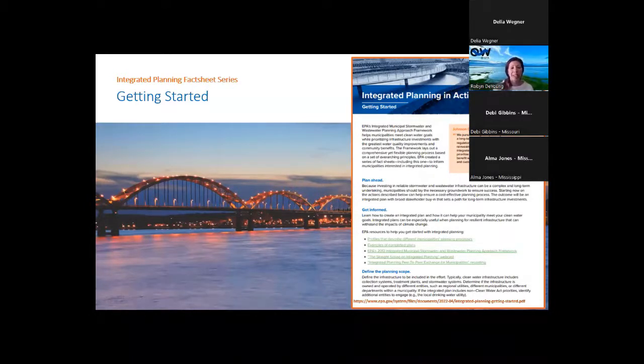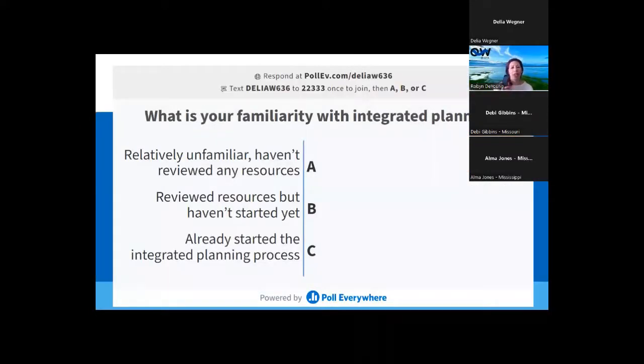We're going to test our savviness with this technology-related poll question. You can break out your phone, or go on the internet with Chrome or Internet Explorer, wherever, and take this poll, which will answer the question: what is your level of familiarity with integrated planning right now? That will help us understand where everybody is at in the breakout room.